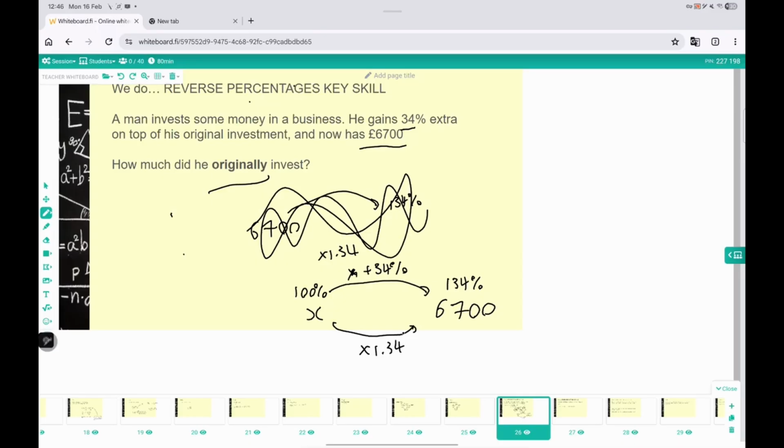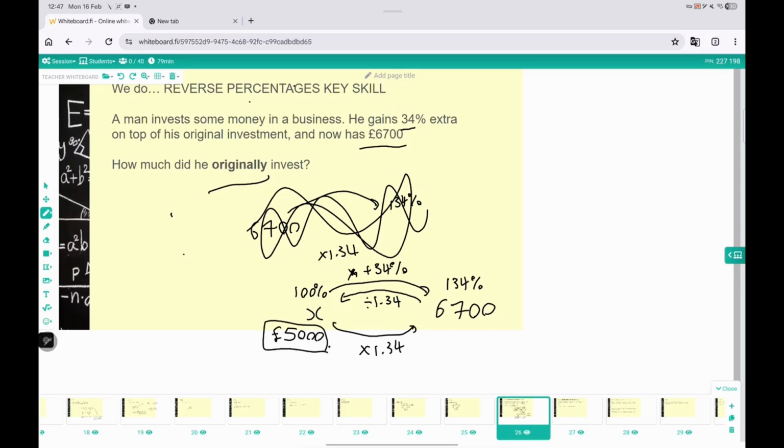Okay? So how do I reverse that? I need to divide my number by 1.34. Okay, so if I took my original number and I times it by 1.34, I get 6,700. Therefore, mathematically, if I take 6,700 and divide it by 1.34, I'm going to get my original answer, which is 5,000.